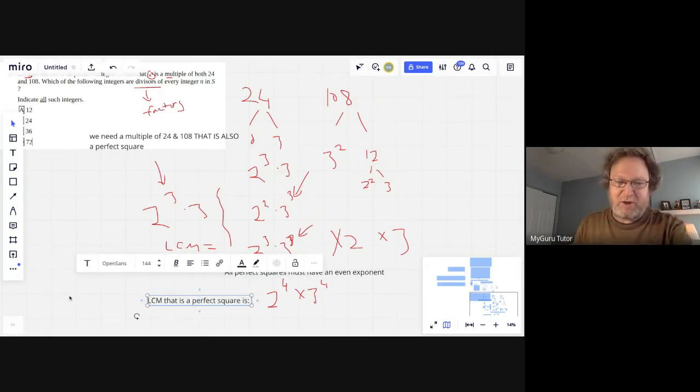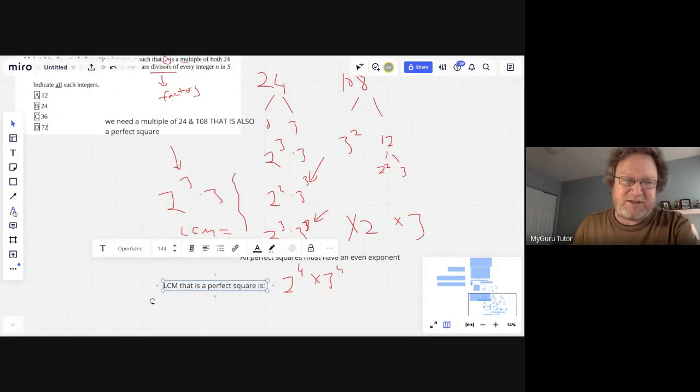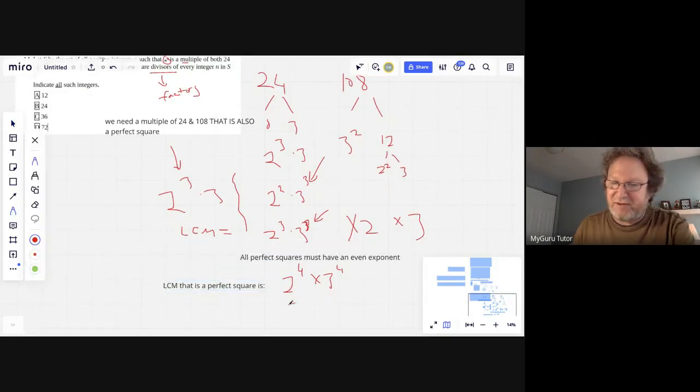Okay, so now it's saying, well, that's n squared. So what's n going to be? Well, n is simply going to be the square root of that. So the square root of that is going to be 2 squared, or the least possible value of n is going to be 2 squared times 3 squared. That's easy to figure out. That's simply 4 times 9, which is 36.